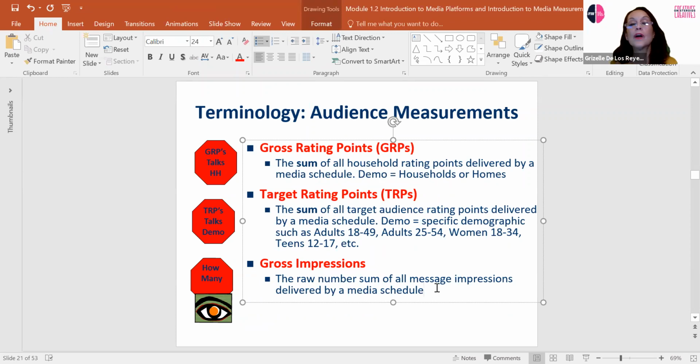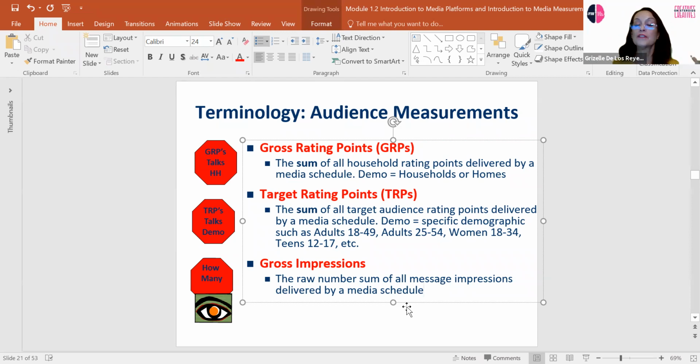And you have gross ratings. Gross rating is the addition of all the ratings, which is called GRPs. But suffice to say that when you're in a media conversation, GRPs is what you call it when you're using households or homes as your demo. For everything else, it's TRPs. It's the same thing, target rating points.